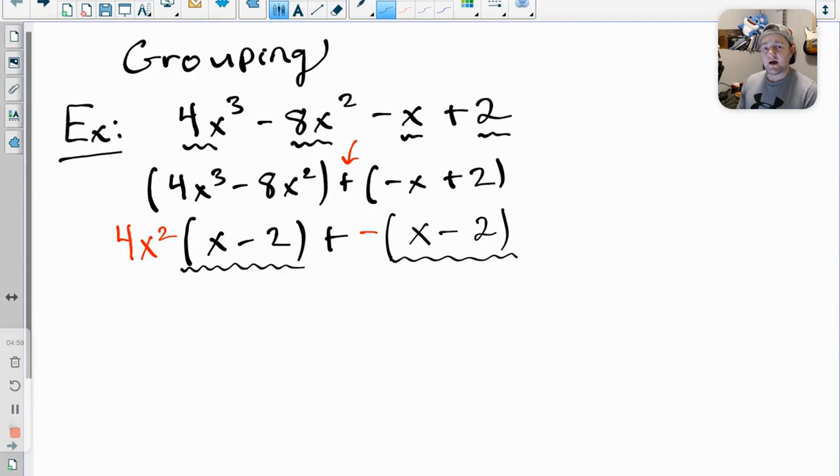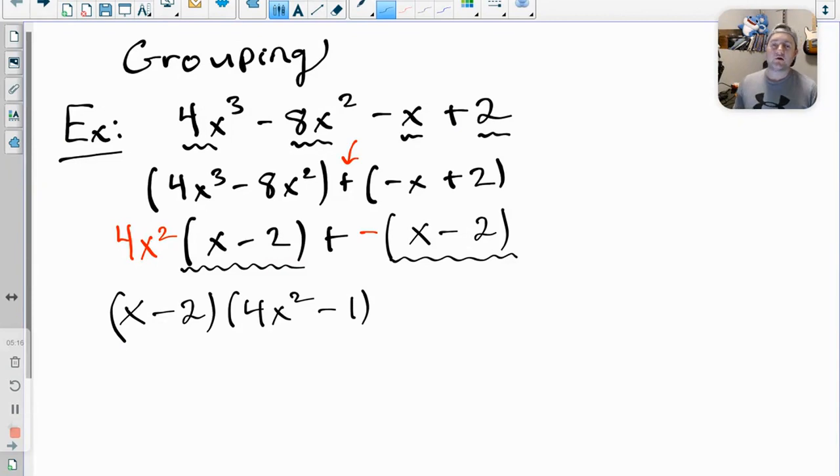So essentially what we're doing now is we're factoring out the x minus 2, which is in both terms. So if I factor out the x minus 2, that's now on the outside. And then what we have left is what's on the outside of the bracket. So 4x squared minus 1.